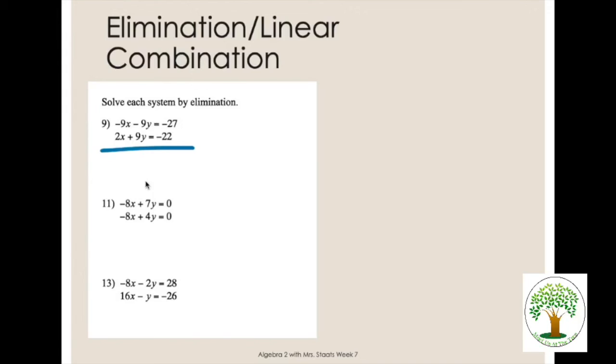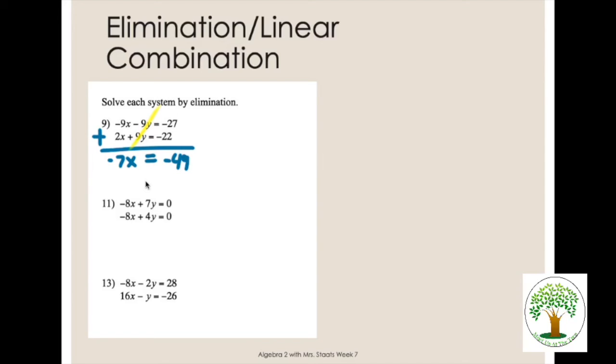And if you look here, one of them has a negative 9y and a positive 9y. So if I added them, what would happen to that negative 9y and the 9y? They would cancel each other out, okay? And then we'll add everything else. If we add one piece, we're going to add them all. So that negative 9x plus 2x is how much? Negative 7x. Yes. Bring down that equal from above. Negative 27 and negative 22, negative 49. Can anybody guess what we're going to do next?